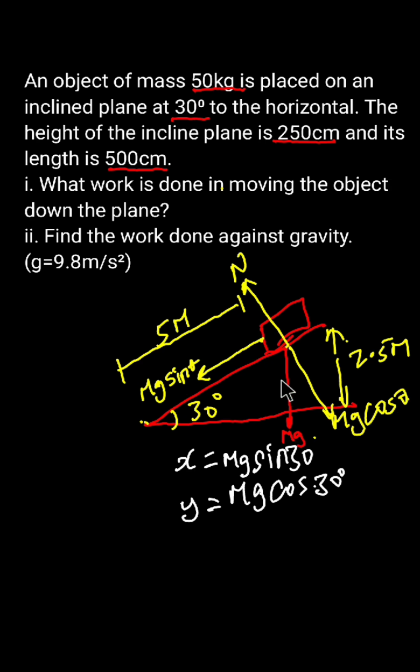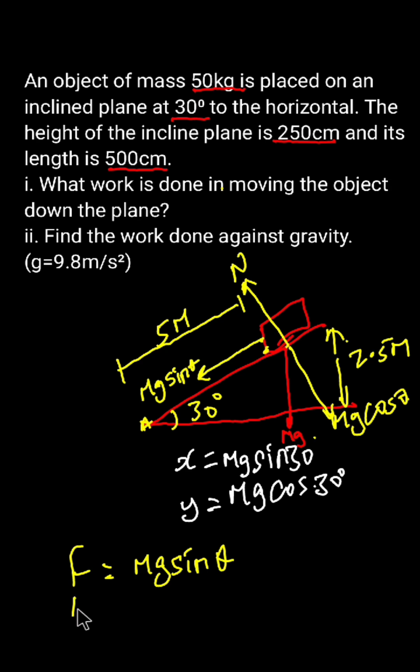But between these two forces, mg sine theta and mg cosine theta, which of these is causing this object to slide down this plane? It is mg sine theta, and that is the force we are going to be using. And so the force that is causing motion on this inclined plane is equal to mg sine theta. And so when we are asked to find the work done in moving the object down the plane, remember this object moved from point A to this point, and we are given the distance as 5 meters.